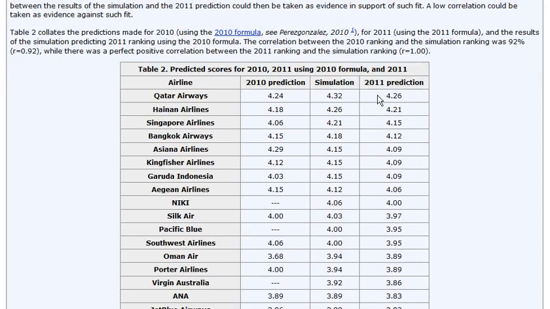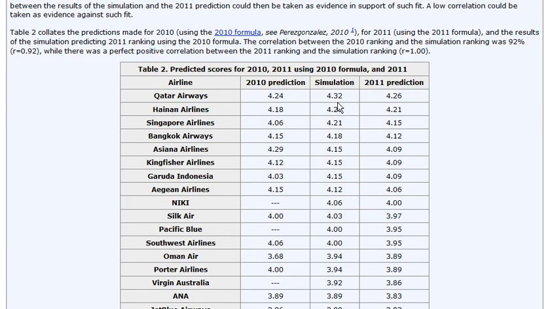Now, this study also provides a second table, which is much more relevant for that replication the author was after. Here is the predicted score for 2010 using the 2010 formula. Here the predictions for 2011 using the 2011 formula, and here under simulation are the predictions for 2011 using, of course, the 2011 data, but also applying that data to the 2010 formula.